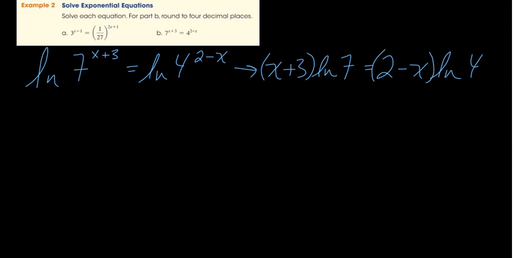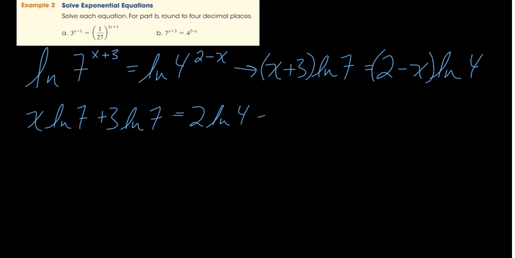Oh yeah, now we're going to distribute. We're going to multiply the natural log of 7. Let's do a different color for that. We're going to distribute here, here, and here. Then this becomes x natural log of 7 plus 3 natural log of 7. It's going to be equal to 2 natural log of 4, and then minus x natural log of 4.